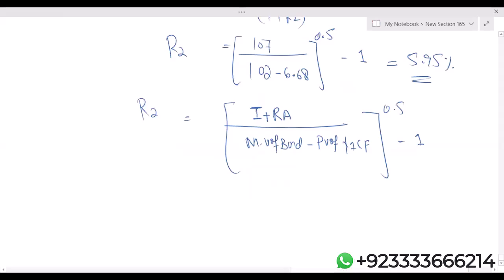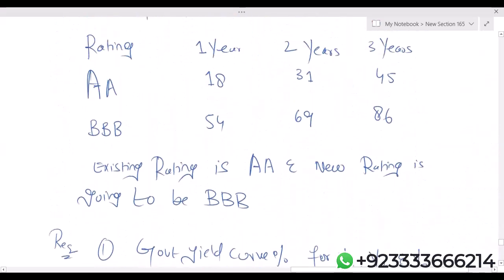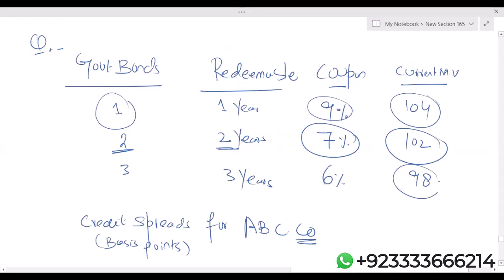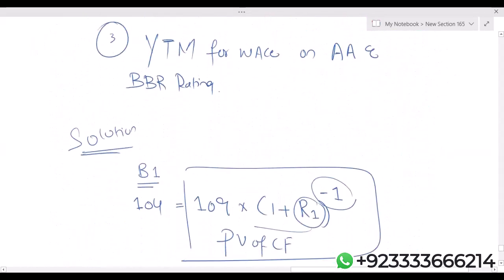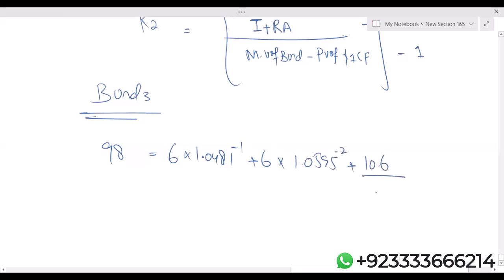Now, third year, bond 3. What is the market value of bond 3? 98. And coupon rate is 6%. Market value 98, coupon rate is 6%. 6 multiplied by 1.048 minus 1, 6 into 1.0595 minus 2, and the last year 106 divided by 1 plus R3 power 3.